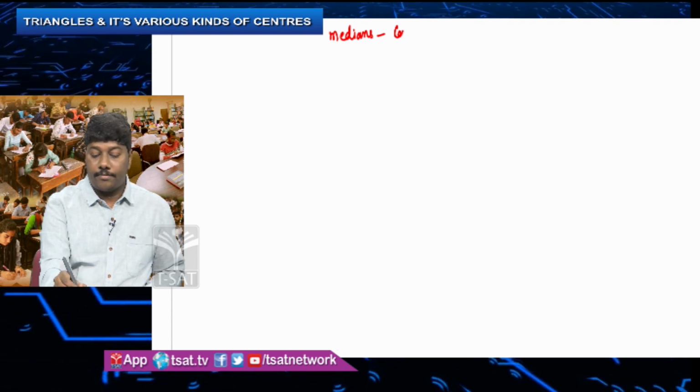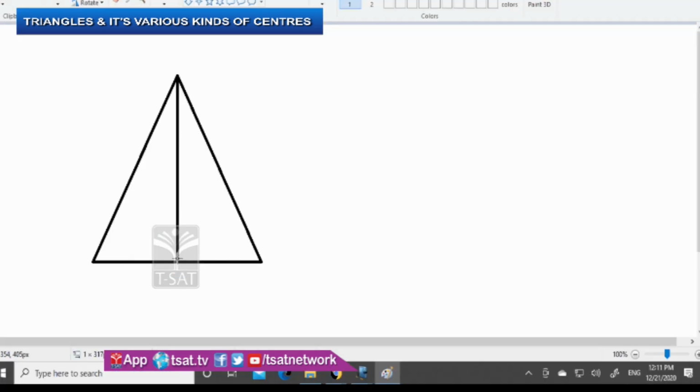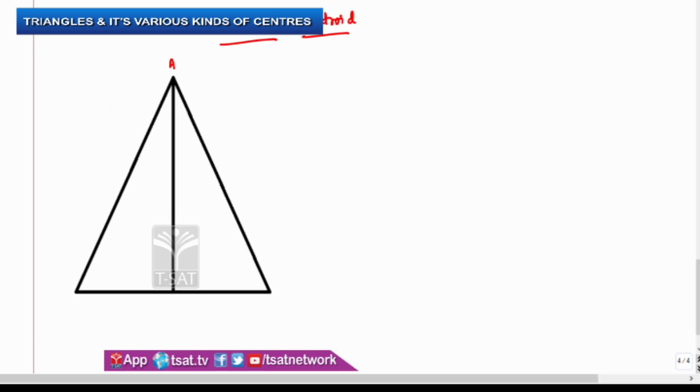Medians, centroid. Take a triangle, draw the median, A, B, C. D is a median. D is the midpoint of BC. Now here AD is a median of this triangle. AD, as we know, divides the triangle into two equal areas as well as BC into two equal parts.